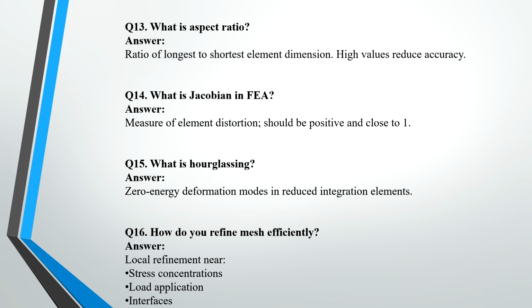What is aspect ratio? The ratio of longest to shortest element dimension. High values reduce the accuracy. What is Jacobian in FEA? It measures the element distortion. It should be positive and close to 1. It should not be negative. If it is a negative Jacobian, it throws an error, so we have to fix that. What is hourglassing? A zero energy deformation mode in reduced integration elements.